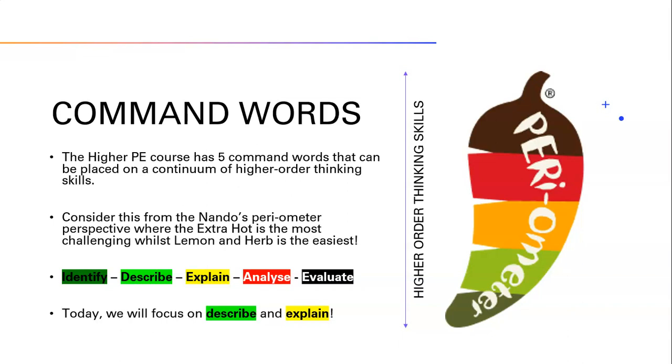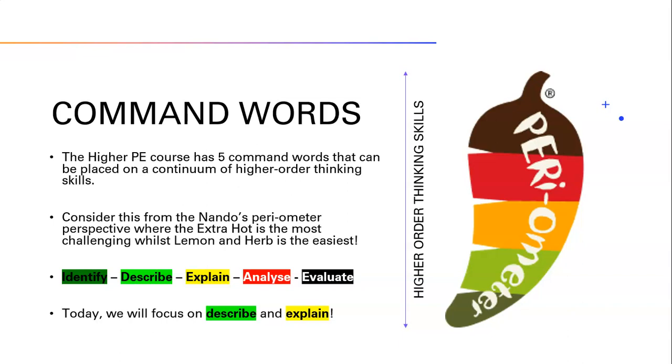Before looking at achieving our success criteria, it is absolutely vital that we understand how to answer different questions in higher PE. To do this, we must have a thorough and clear knowledge of the 5 command words that are inherent to the PE course. These are identify, describe, explain, analyse and evaluate. We can consider these command words on a continuum from simple to most complex. So what we can do is we can use the Nando's peri-meter to help us here.